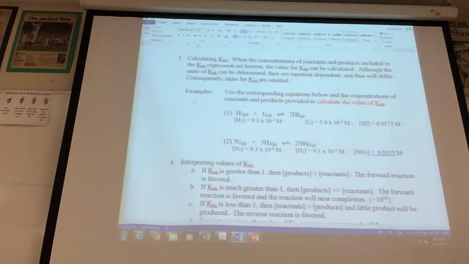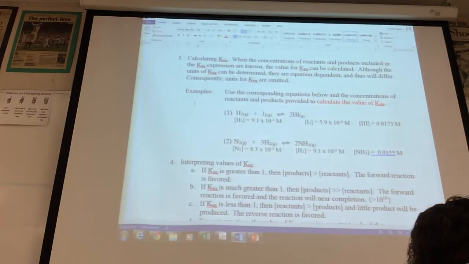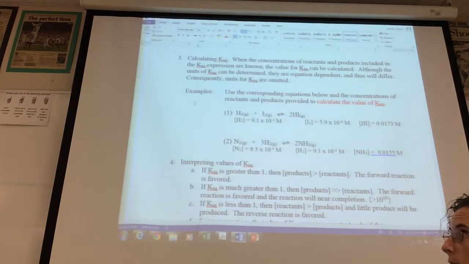It says use the corresponding equations below and the concentrations of reactants and products provided to calculate the value of KEQ. So now what we want to do is calculate the value of KEQ. We always write the KEQ expression, then we solve for it. So let's take a look. We're given an equation. We're given concentrations of reactants and products. So let's work through this very carefully.